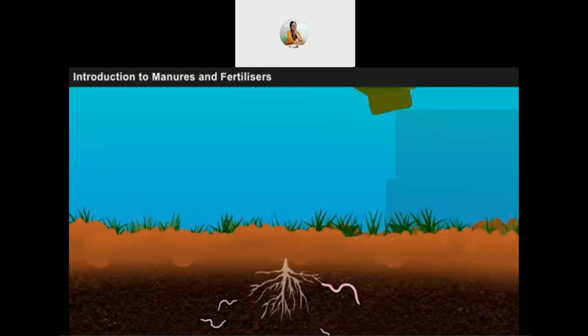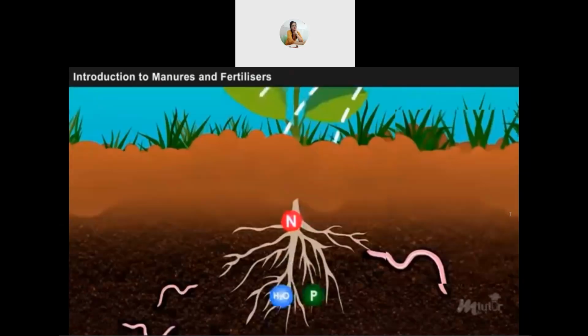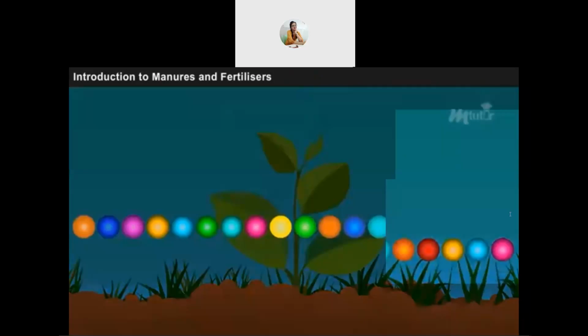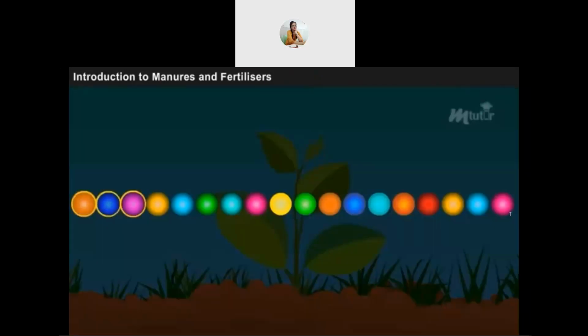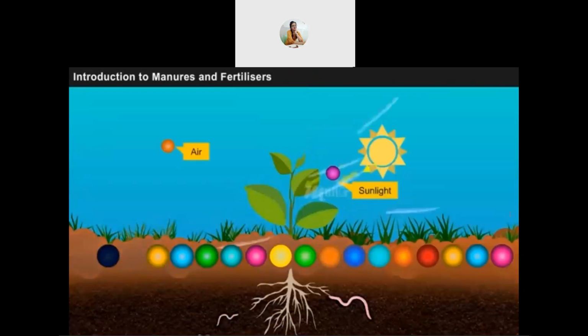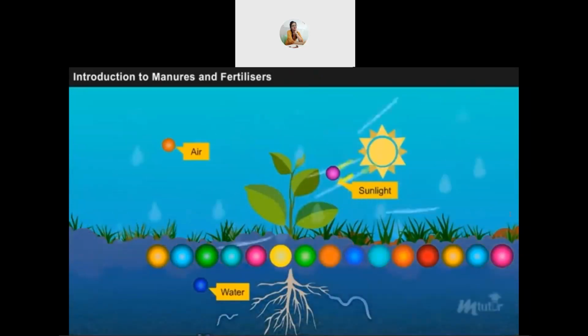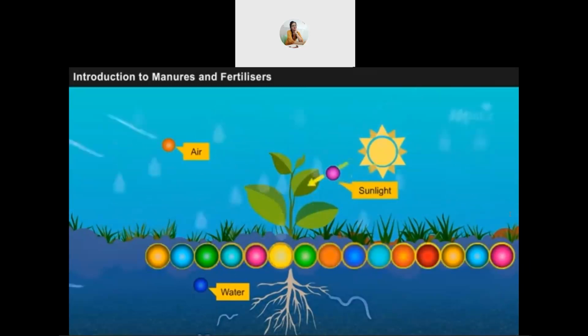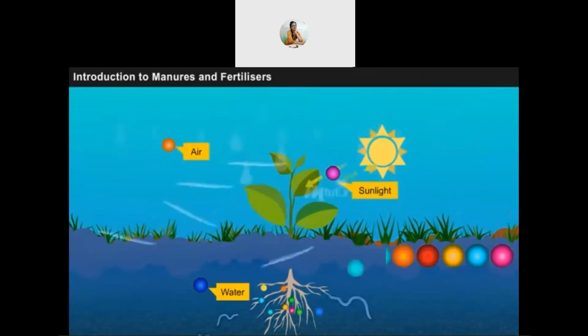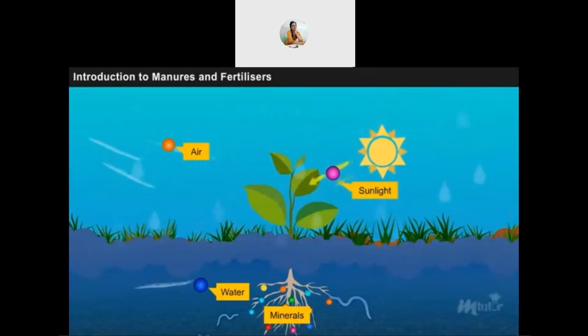It is a fact that a plant species requires around 18 essential elements for its growth. Out of the 18 elements, only 3 elements that are obtained from sunlight, air and water are readily available to the plants. Then what about the remaining 15? Have any idea? Yes, the plants entirely depend on the soil for the remaining 15 elements that are minerals.